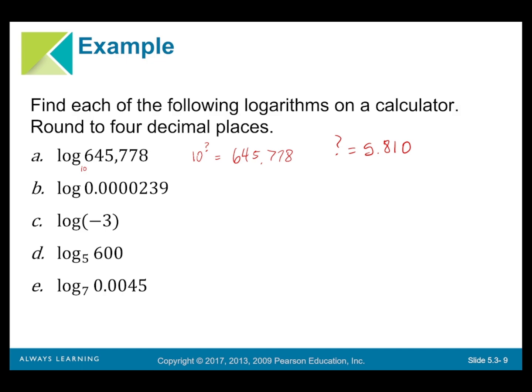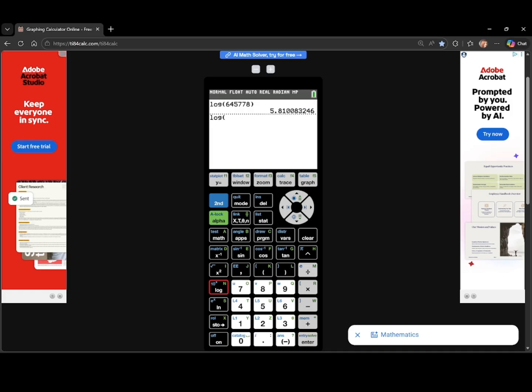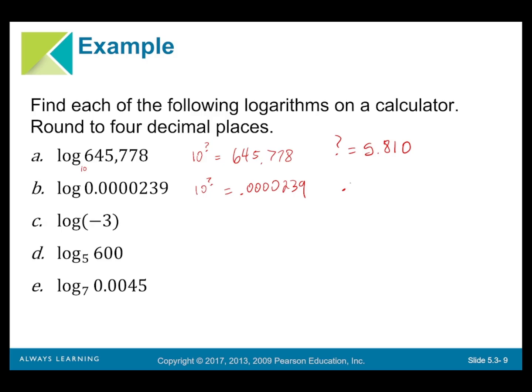Now we want to know what is log base 10 of this 0.0000239. So 10 to the something equals this, 4 zeros, 239. Let's check what that is. Going back to the calculator, and again here we can use our standard log, and it's 0.0000239, and that is negative 4.621.